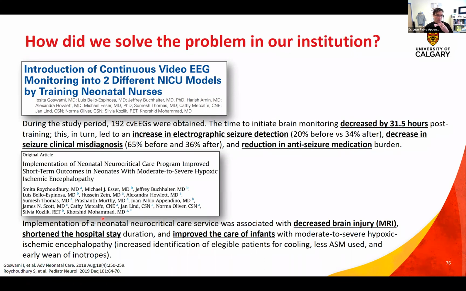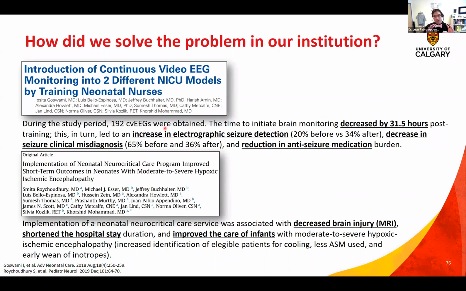Eser and Dr. Mohammad are very interested in developing this neurocritical care monitoring, and it's a very unique program we have here. When Jeff Buckhalter was also around, and Dr. Bello Espinosa, we looked at the application of these.